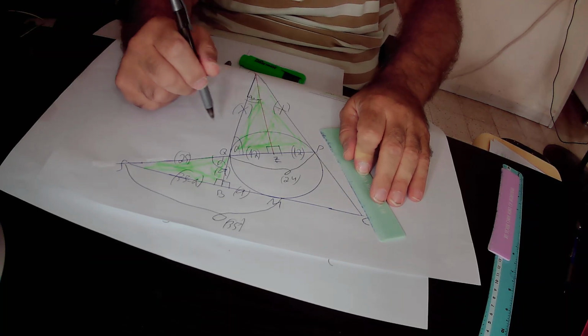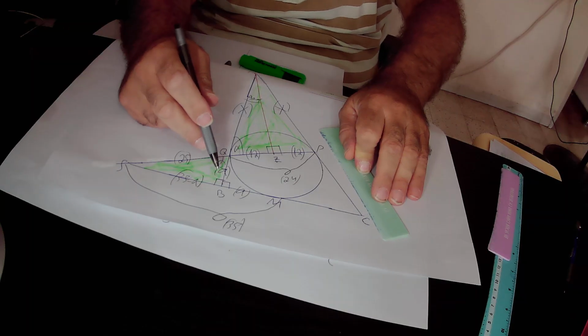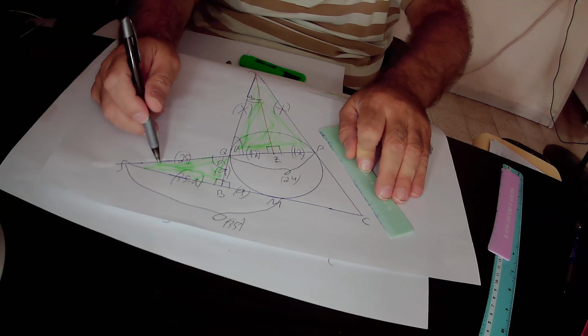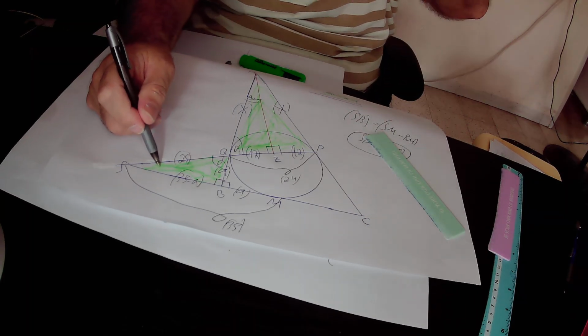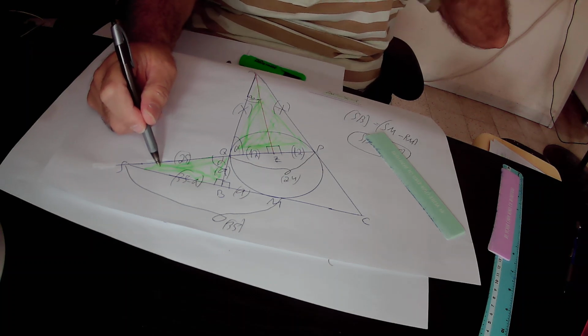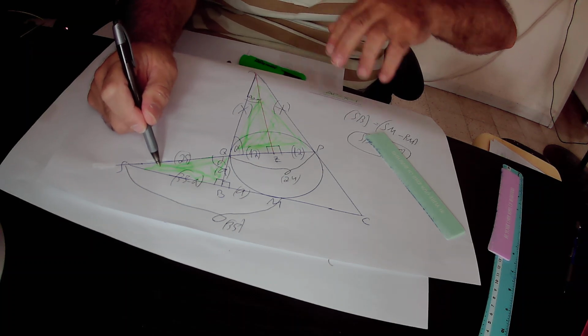So in the right green triangle QSB, this angle equals alpha, this angle equals 90 degrees, and therefore this first missing angle must be equal to 90 degrees minus alpha, according to the rule that says the sum of the angles in a triangle is equal to 180 degrees.